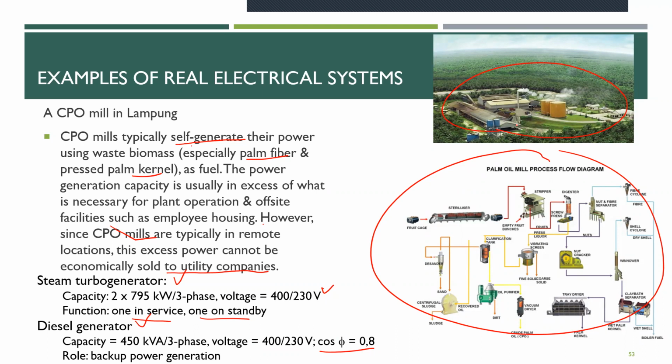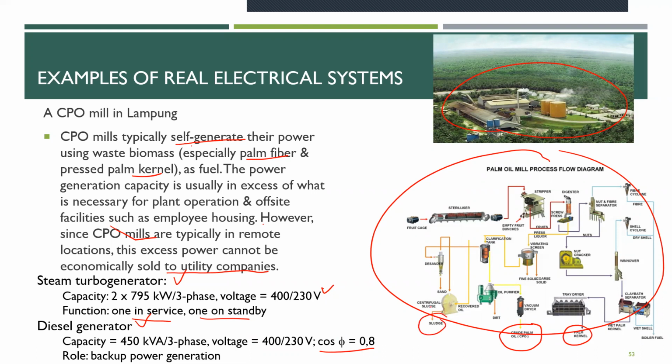So there are actually a lot of steps in here, consisting of sterilization, stripping, and also digestion of the products. And at the end it will produce, in this case, the palm kernel. There is also crude palm oil at the end of the products, and it also produces a sludge.